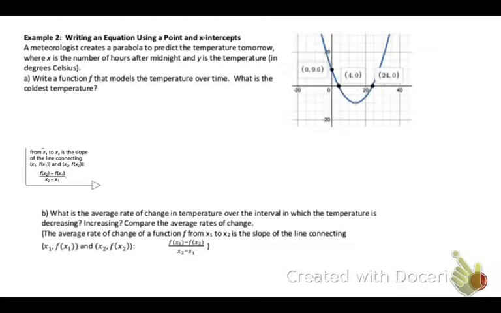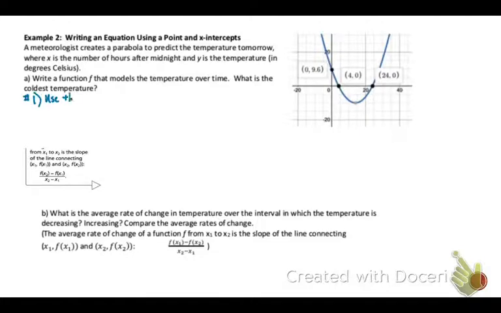Example 2. So now we're going to write an equation of a quadratic using a point and the x-intercepts. So look at this situation. A meteorologist creates a parabola to predict the temperature tomorrow, where x is the number of hours after midnight and y is the temperature in degrees Celsius. So write a function f that models the temperature over time. What is the coldest temperature? So you can see that this data creates a parabola, and that we have 2 x-intercepts at 4 and 24, and then a third point at (0, 9.6).